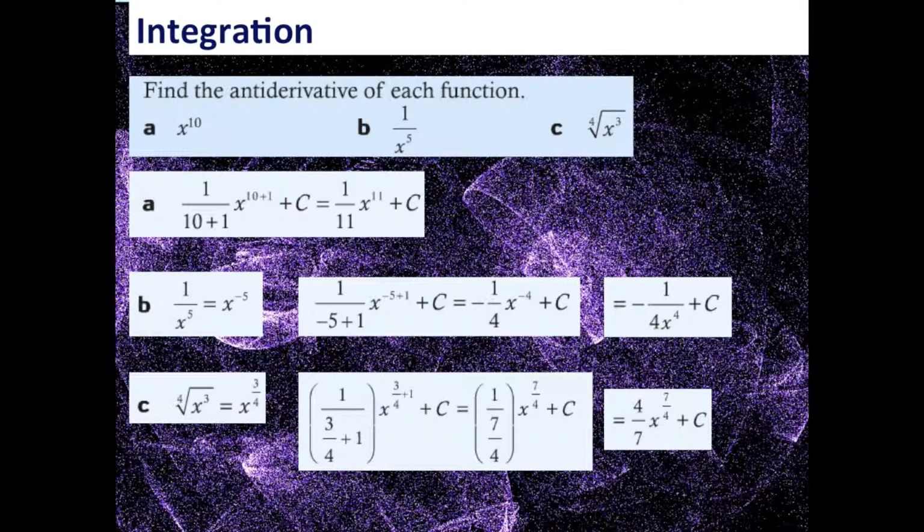So in this introductory session on integration, we have looked at how to find the antiderivative for specific cases, and more generally how we derive the general formula for the antiderivative.